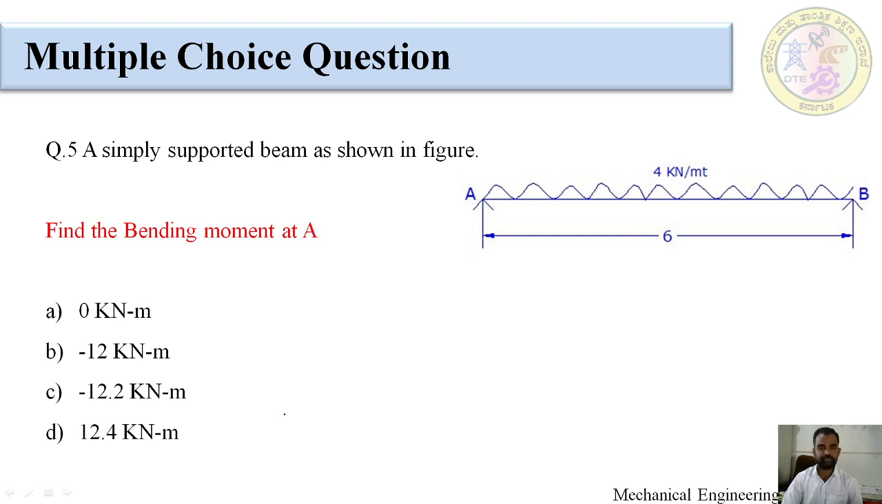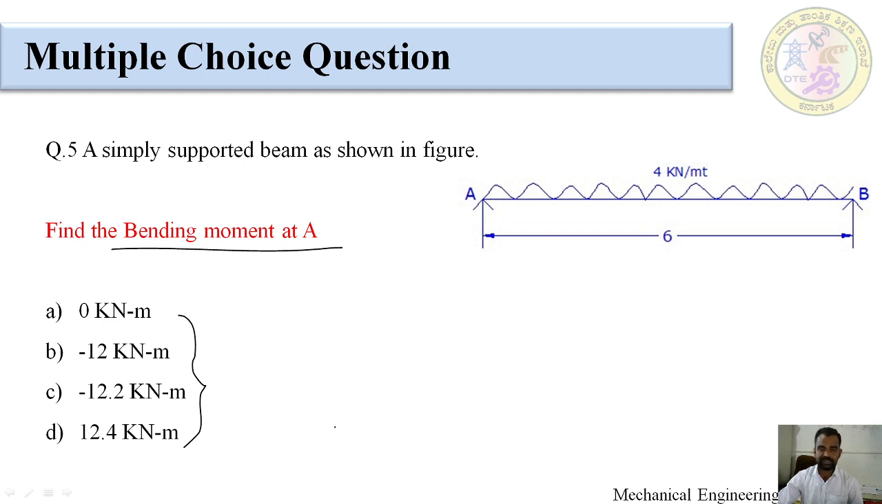Next slide, we are going to have the 5th question. It is also the same problem with the same magnitudes, everything. I want to determine the bending moment at A point. There would be 4 answers, and any one among them would be the correct answer. Do carefully, and you should apply the logic also before doing the calculation.